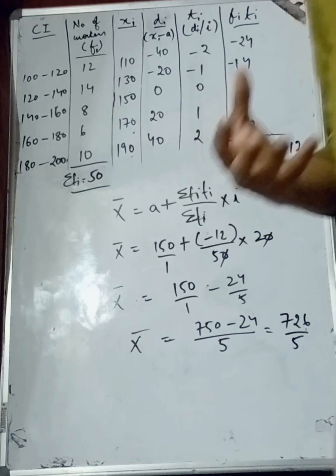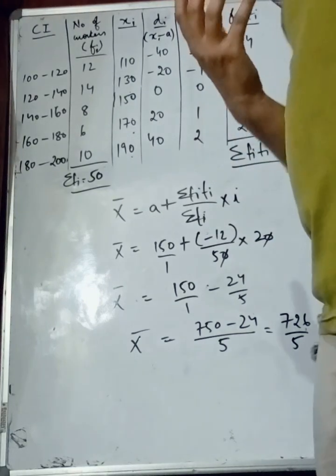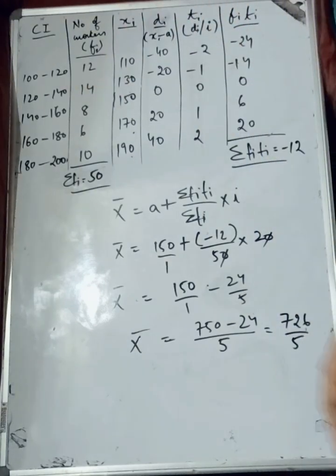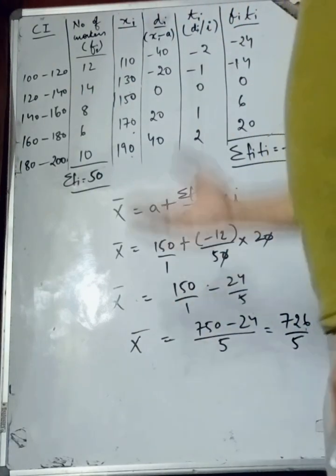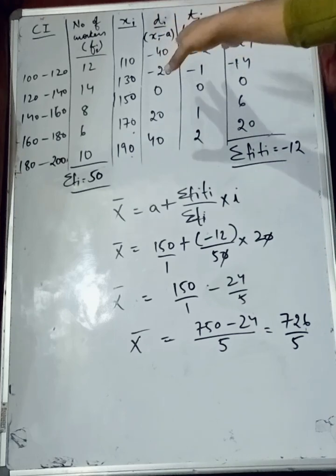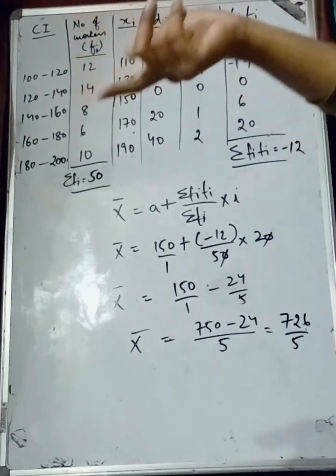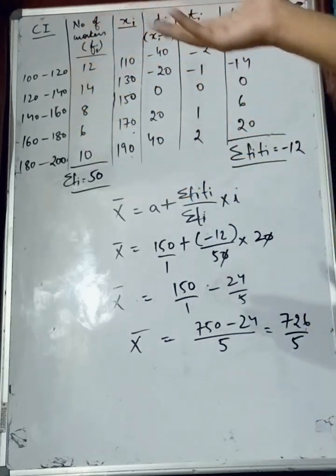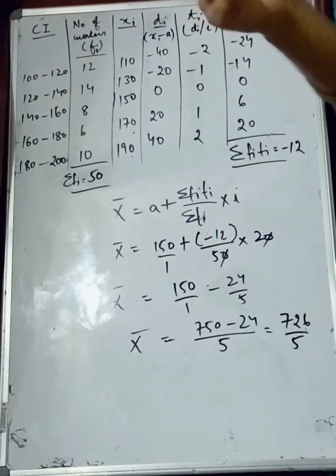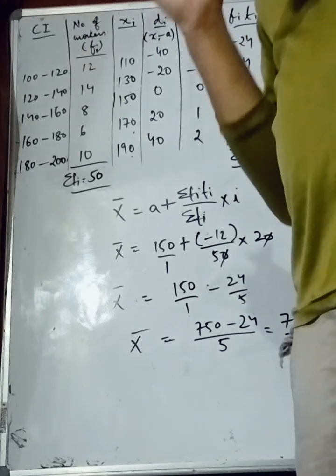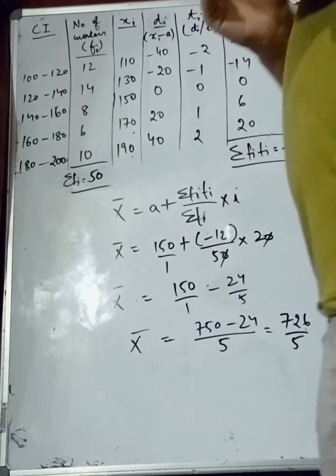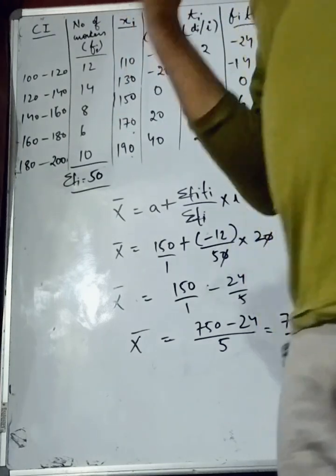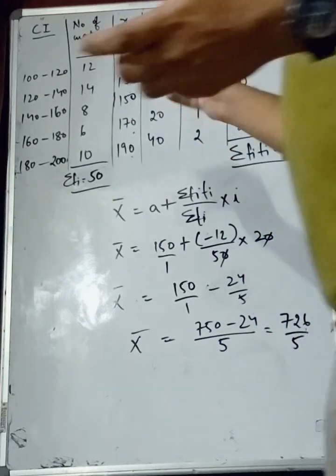Now, because we are solving with the help of the step deviation method, we need to know di. So what is di? The formula for calculating di is x minus a. What is x? X is this column, we have just calculated it. And what is a? A is the assumed mean. As we know, like in the shortcut method, we have to assume a particular mean from the x column.